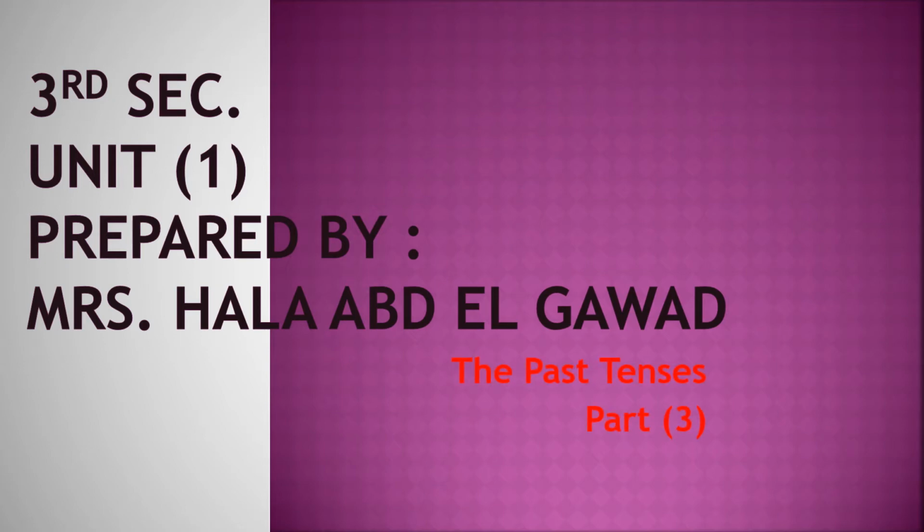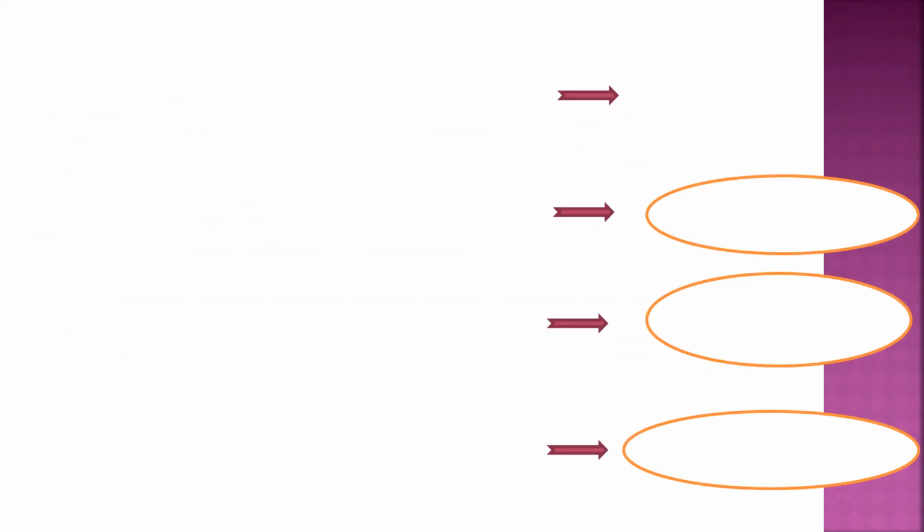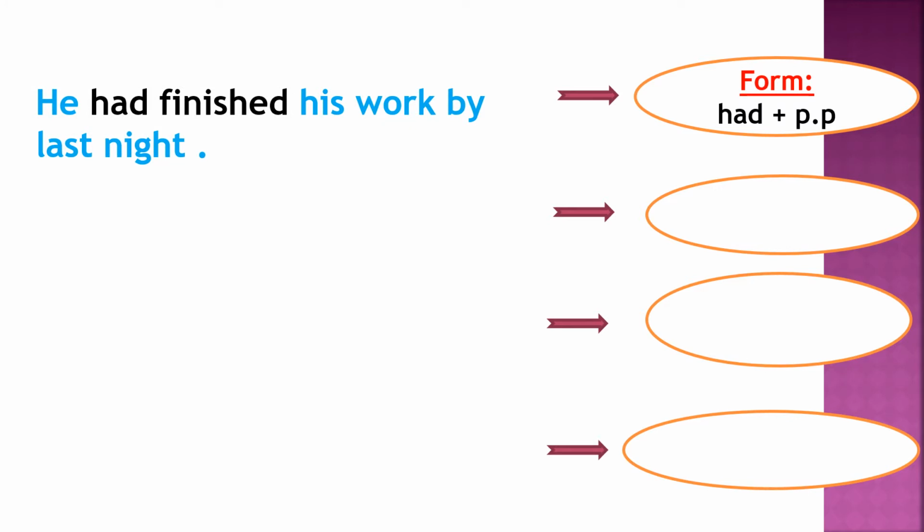Today, I'll explain the past perfect tense, الماضي التام. What is the form of the past perfect tense? When I say he had finished his work by last night, here the form is had and the PP.